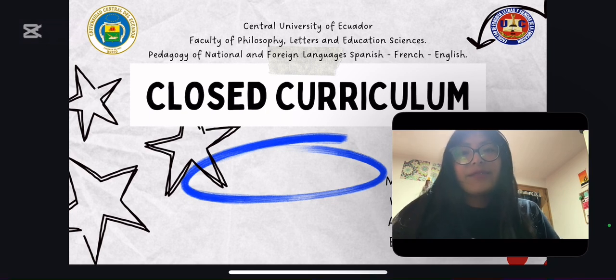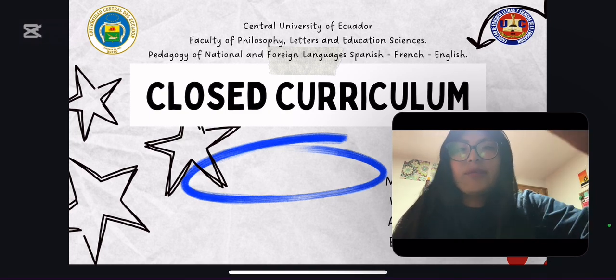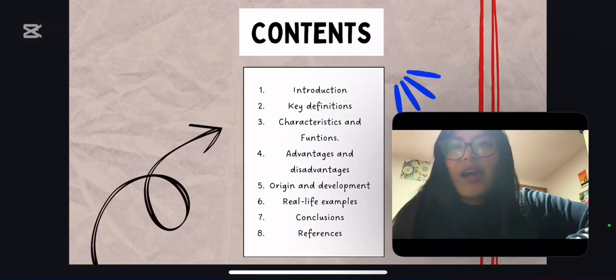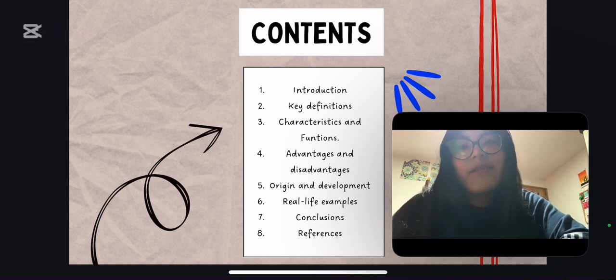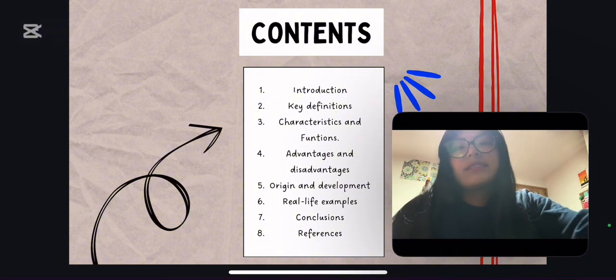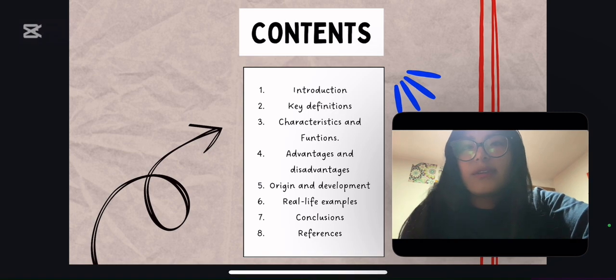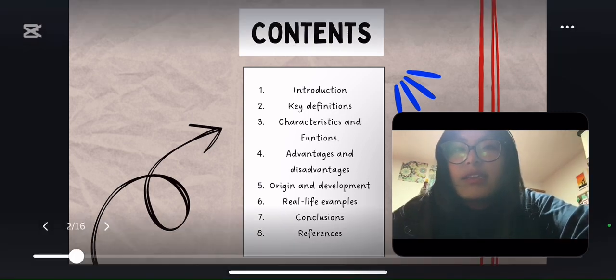My class is 4B. So today I'm going to talk about closed curriculum. The contents are introduction, the definition, characteristics and functions, advantages and disadvantages, origin and development, and real life examples, conclusions, and references.